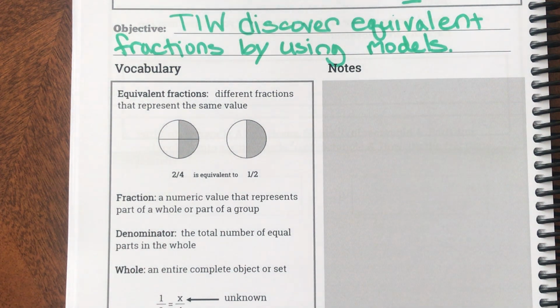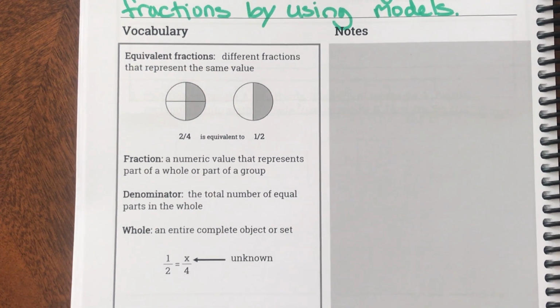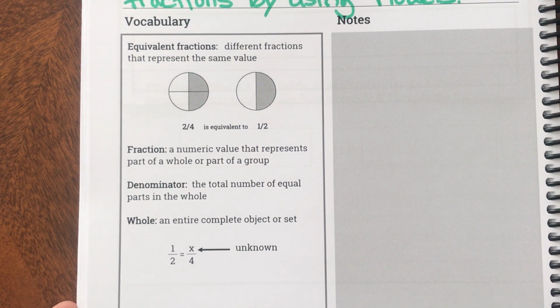And then we have the denominator. Remember, the denominator is the bottom number, and it tells us the total number of equal parts in the whole. So how many was the whole partitioned into or cut into? Then numerator. Remember, the numerator is the top number, and it tells us how many of the parts we have. Then we have whole, which is an entire complete object or set.